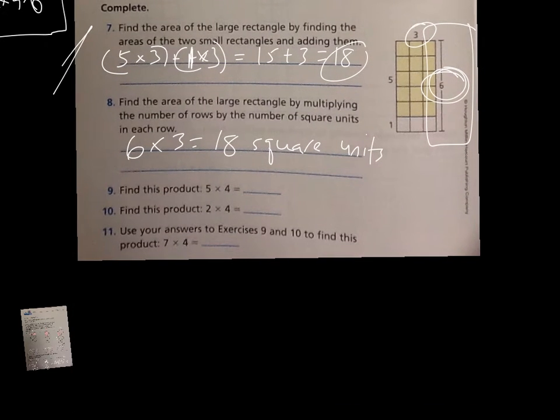Next couple are just simple. Find the product. What is 4 times 5? What's 5 times 4? 20. What's 2 times 4? 8. So use your answers to exercises 9 and 10 to find this product. 7 times 4. Well, 7 times 4, most of you know, is probably 28. But it could be 5 times 4 plus 2 times 4.